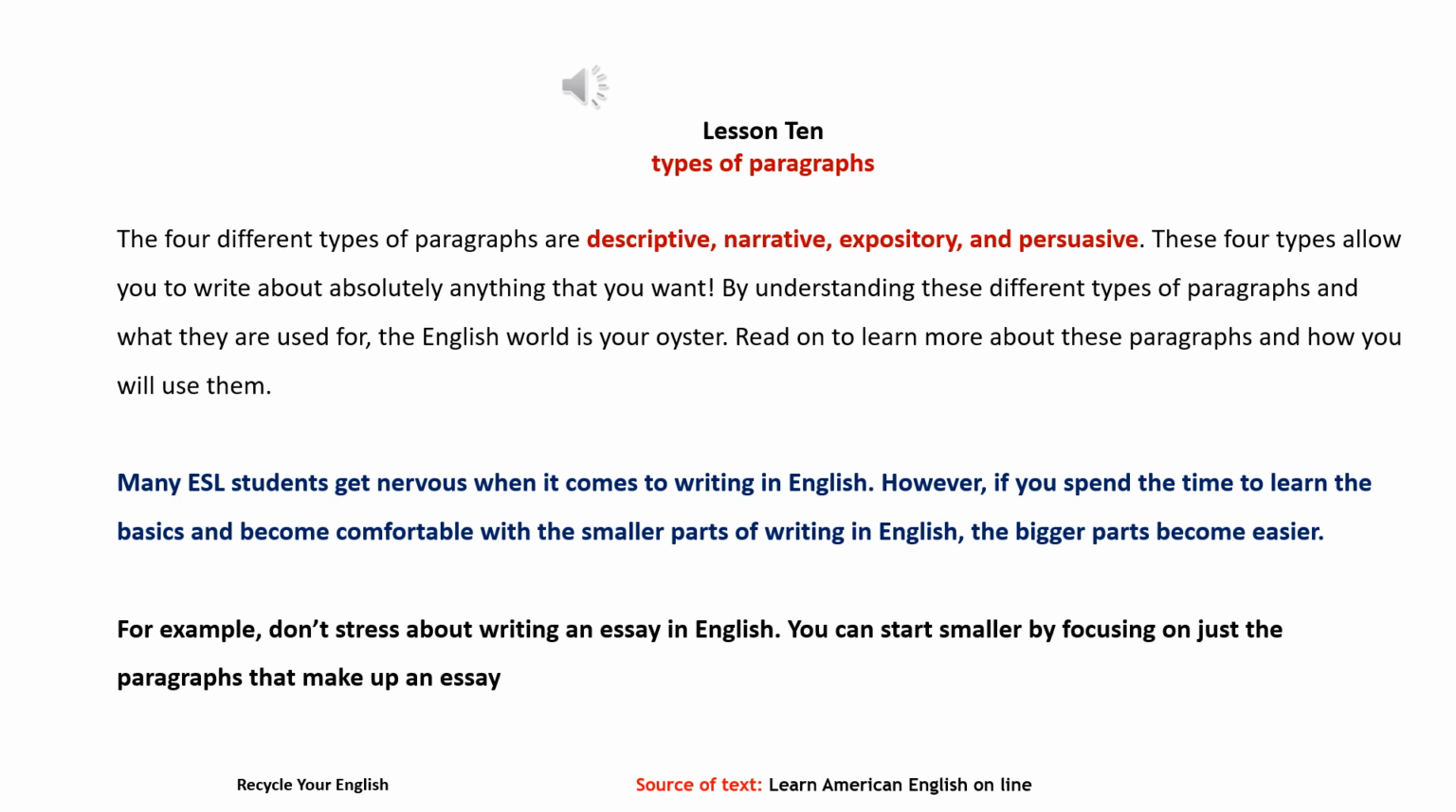Lesson 10. Types of paragraphs. The four different types of paragraphs are descriptive, narrative, expository, and persuasive. These four types allow you to write about absolutely anything that you want. By understanding these different types of paragraphs and what they are used for, the English world is your oyster. Read on to learn more about these paragraphs and how you will use them.